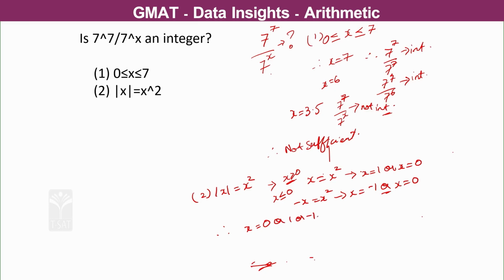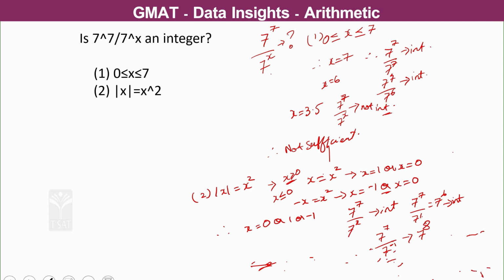And when you substitute these values in 7 to the power of 7 divided by 7 to the power of x, it will definitely be an integer. 7 to the power of 7 divided by 7 to the power of 0 is nothing but 7 to the power of 7, which is an integer. 7 to the power of 7 divided by 7 raised to 1 is 7 raised to 6, which is again an integer. 7 raised to 7 divided by 7 raised to minus 1 will be 7 raised to 8, which is again an integer.